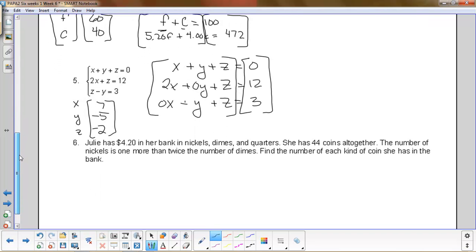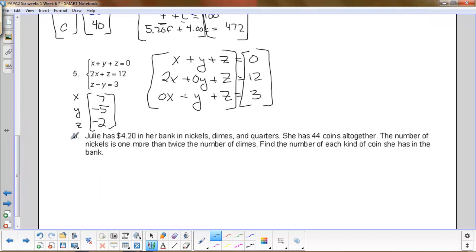Please take a few moments now to complete example number 6. Be ready to share the answers that you get to this particular problem in class tomorrow.